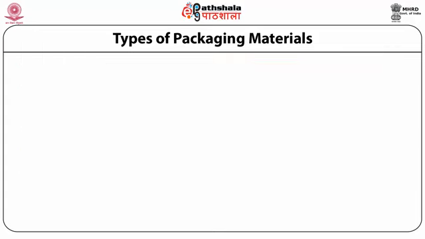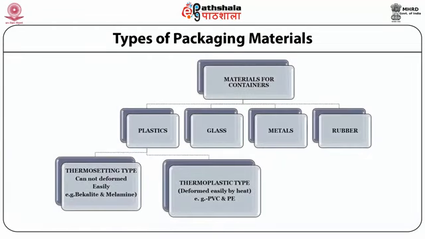Types of packaging material. This slide shows the various materials used for packaging. There are four materials which we commonly use for packaging. The first one is plastic, second is glass, third is metal, and fourth is rubber. And for tertiary packaging material, we usually prefer wooden material and paper.